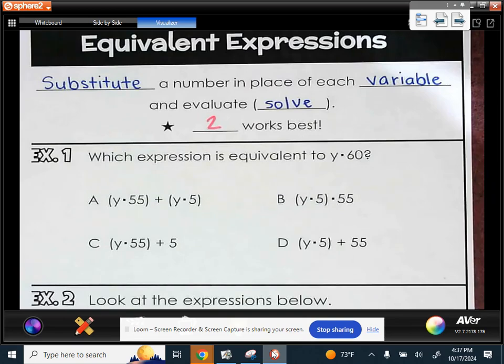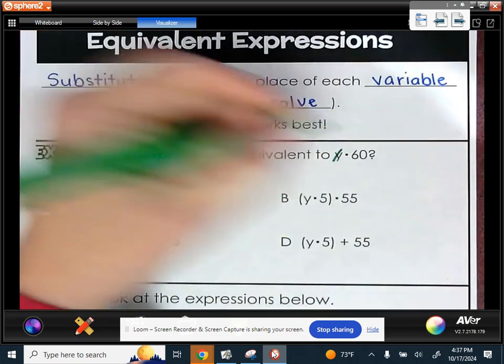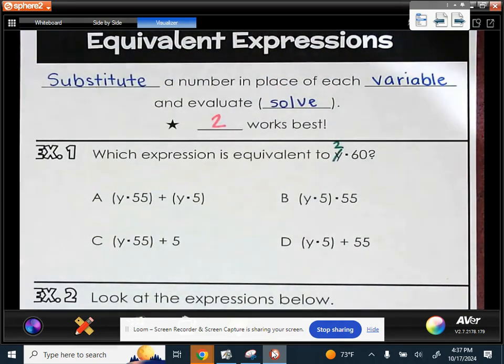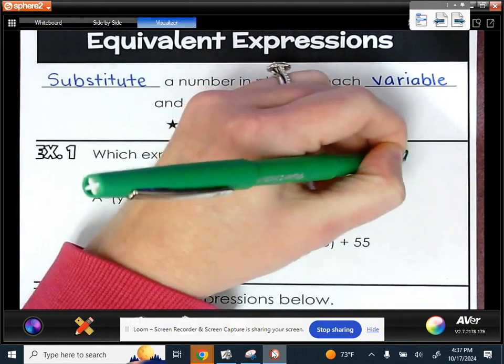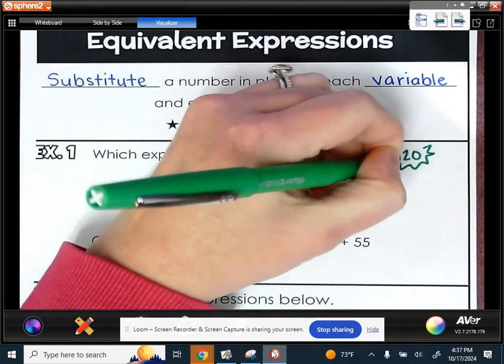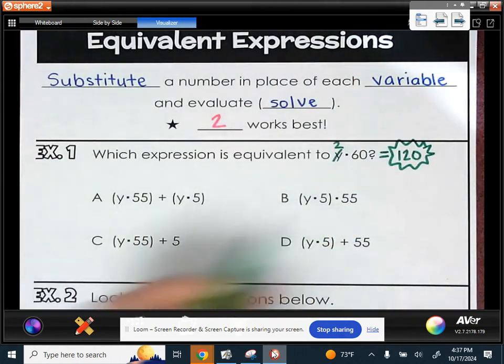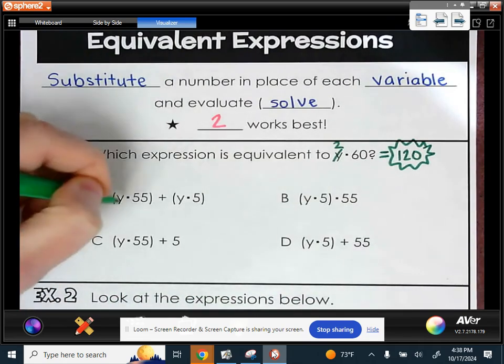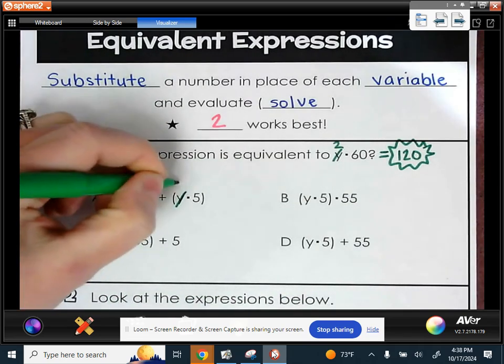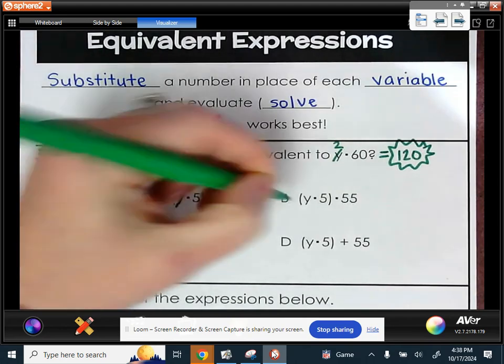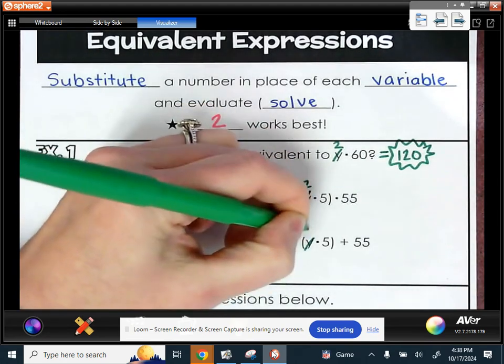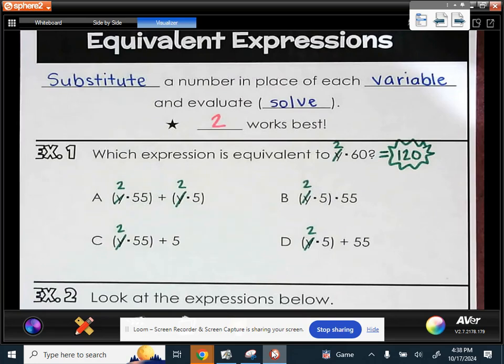Okay, so this one says, which expression is equivalent to y times 60? So if I cross off the y, I'm going to replace it with 2, because again, we're using 2 as a substitute for the variable, and then we solve it. So 2 times 60 is going to give me 120. And then we're going to do the same thing for all these answer choices. So everywhere where we see a variable, which in this problem is y, we're just going to cross off that variable and change it to a 2.